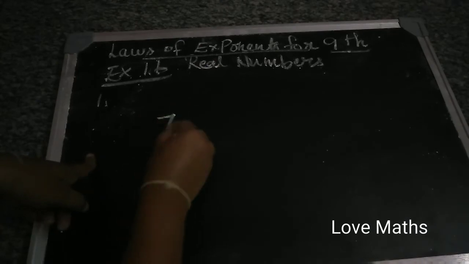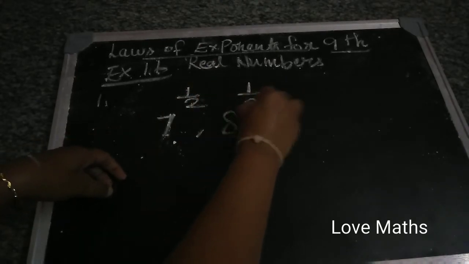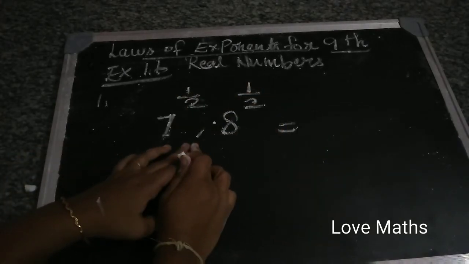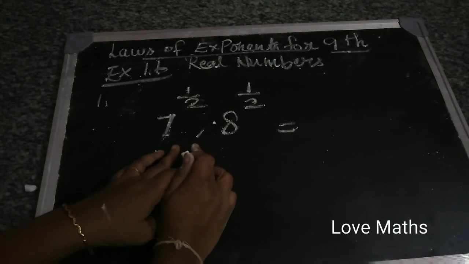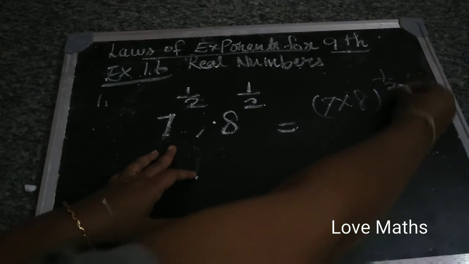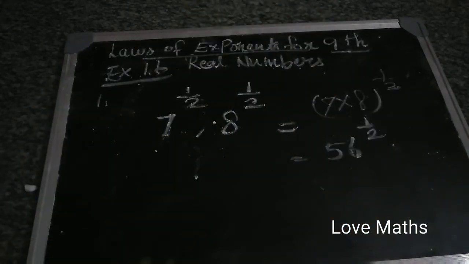Next one, 7 power 1 by 2 dot 8 power 1 by 2. Now the bases are different and the powers are the same. It is multiplication, so we can multiply the bases. 7 into 8 whole to the power 1 by 2, that is equal to 7 eights are 56 whole to the power 1 by 2. Is it clear? You already learnt about the exponential formulas. Using those formulas you can solve this exercise. Thank you children.